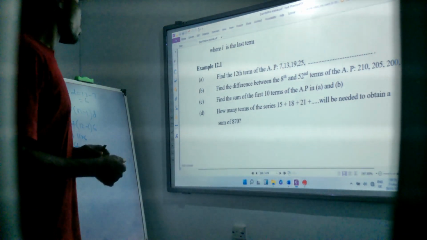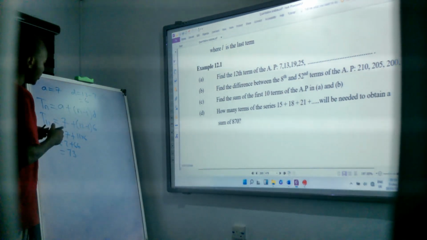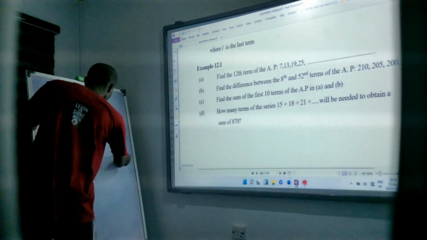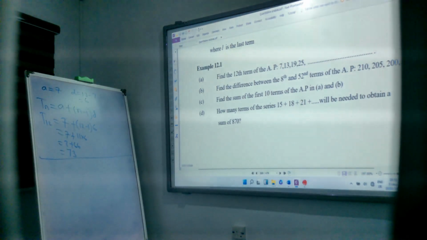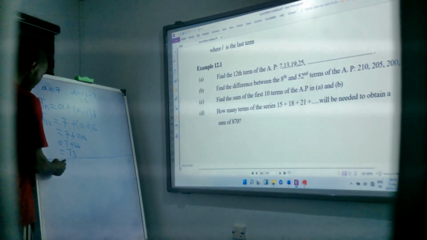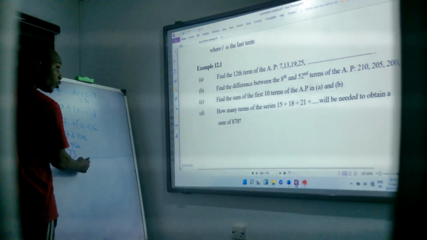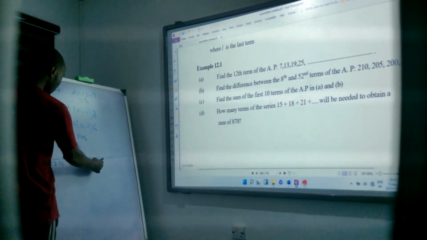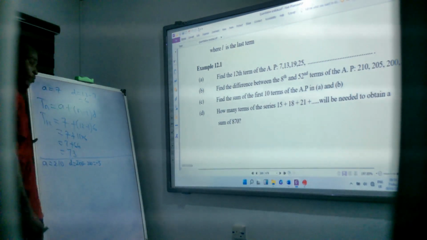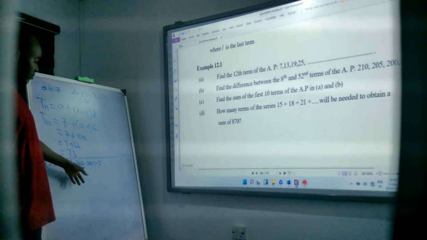This says find the difference between the 8th term and the 52nd term of the AP. So first we need to get my 8th term. What is the AP? The first term of the AP is 210. The common difference will be 205, second term minus first term, and that will give us minus 5.